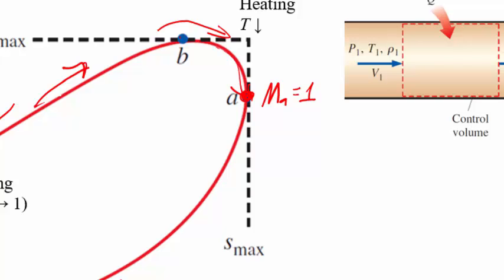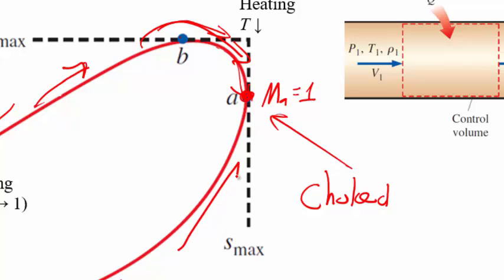Now, one of the things to point out: Mach 1 right over here is called choked flow. At this point, I'm heating, going in this clockwise direction. If I'm heating the supersonic flow, I'm going in this direction, and so I've got this terminal point here, that's choked flow, where I've got Mach 1. That means if I try to add more heat here, it just won't go in.